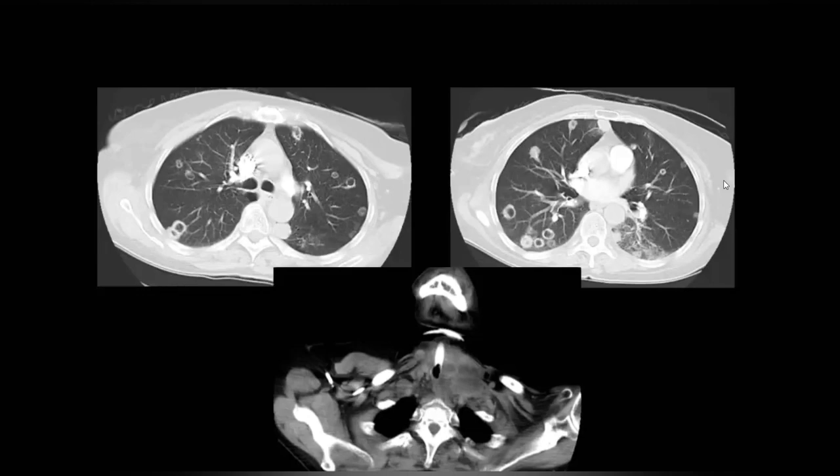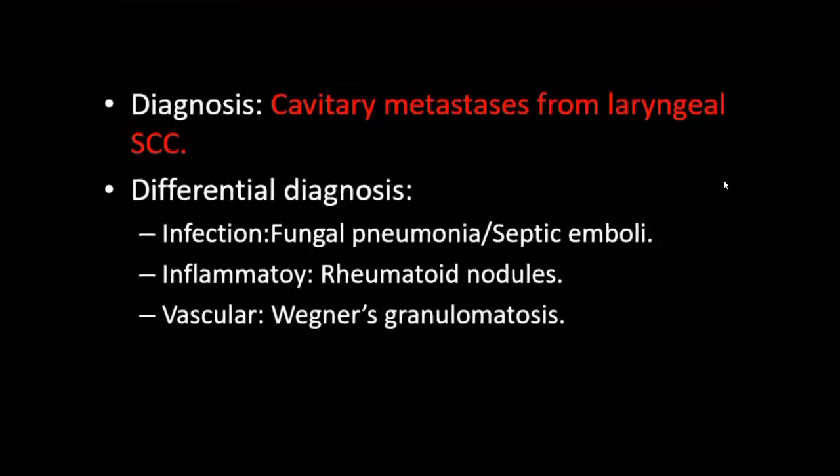On top of that will be the septic emboli. In case of septic emboli, the patient will be really sick, I mean, septic. And in fungal pneumonia, the patient should usually be immunocompromised. So the diagnosis is cavitary metastasis from laryngeal squamous cell carcinoma, as you did very well. The differential diagnosis I mentioned: infectious process, inflammatory process like rheumatoid nodules, and vascular conditions like Wegener granulomatosis, which now we call granulomatosis with polyangiitis, pulmonary.